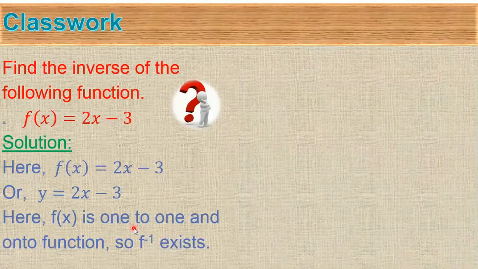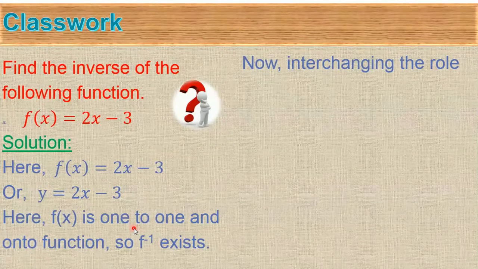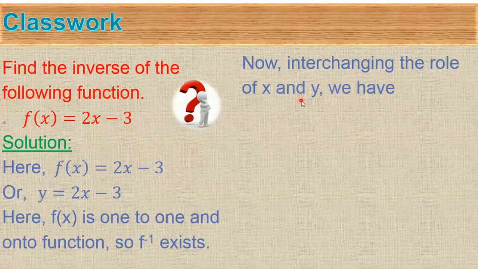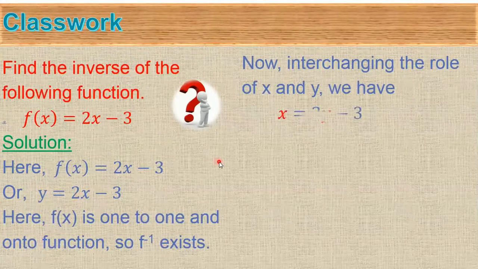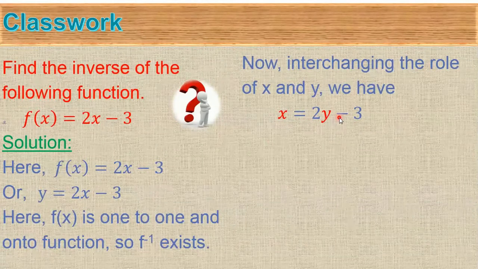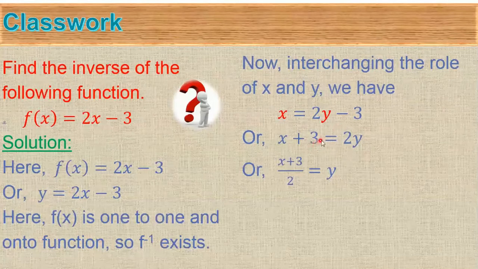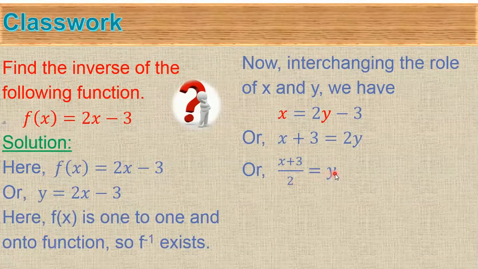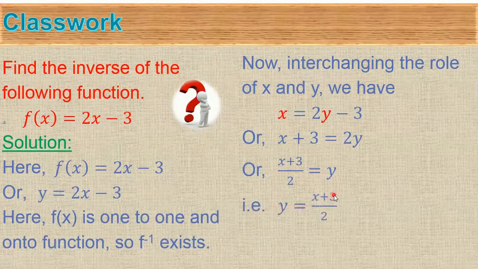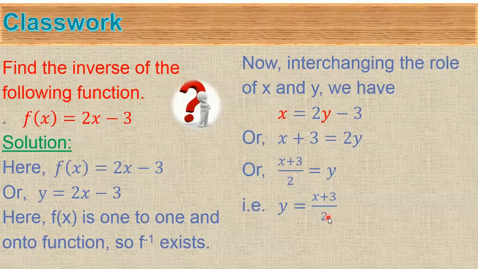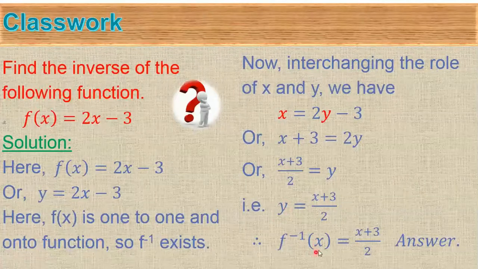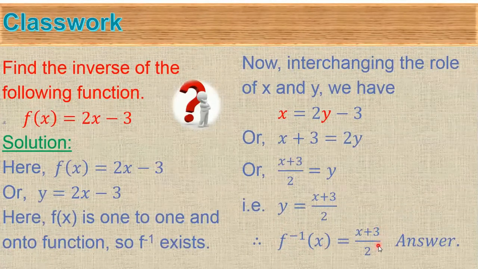Then after saying that, we have a next step. Now interchanging the role of x and y. That means in case of y we write x, and in case of x we write y. Just interchange the variables: x equals 2y minus 3. And next step is we are finding the value of y. By solving it, x plus 3, and that 2 divides here and equals y. So finally y equals x plus 3 by 2. This y is now finally f inverse x. We write f inverse x equals x plus 3 by 2. So this one is our inverse function of given function fx.